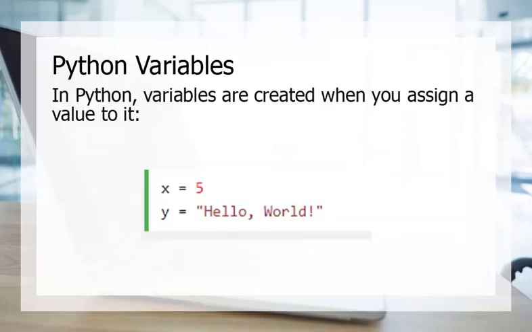Python variables are used to hold a data. It could be a string, a number, or an array. In Python, variables are created when you assign a value to it.